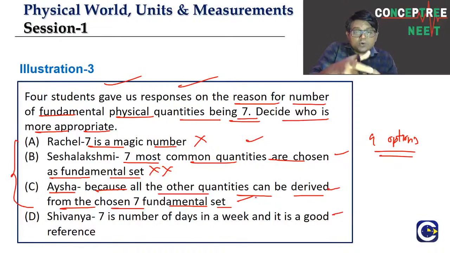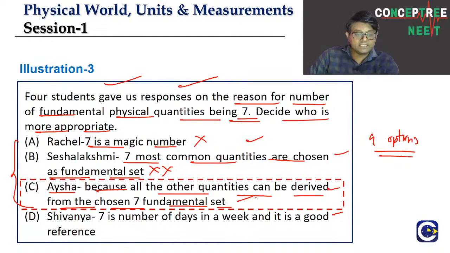So these are chosen because using these 7 fundamental set, we can derive the rest all. That is why we are taking these 7 as fundamental. If we are not able to derive all other quantities from the 7, then we would probably increase this number. Clear, students? So what is our answer? Who is correct? Aisha is actually correct.